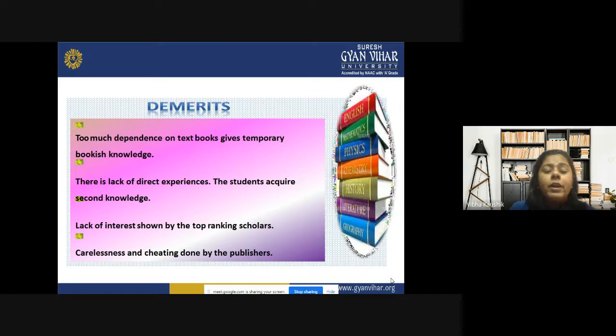There is a lack of direct experiences. When we talk about classroom teaching, the teacher gives so many experiences and gives related examples, so the students directly get experiences. But when we talk about the textbook, there is a lack of direct experiences in it. The student acquires second-hand knowledge. There is lack of interest shown by the top ranking scholars. There is carelessness and cheating done by the publishers.